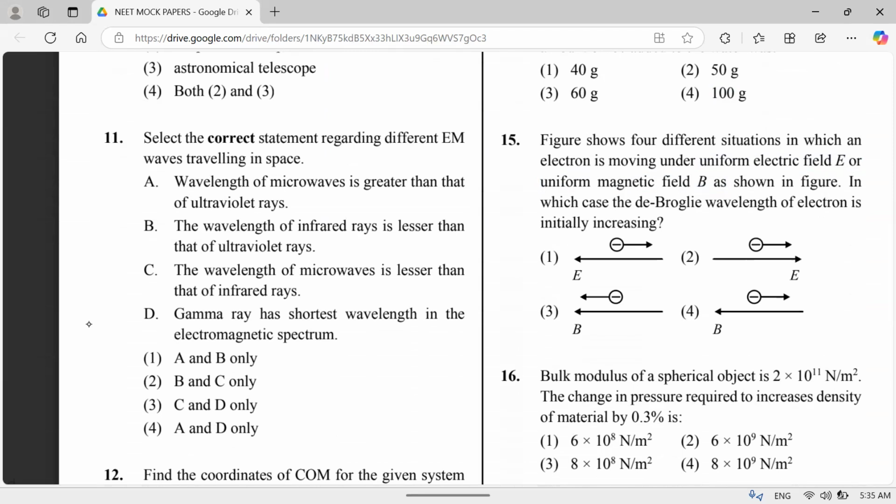The figure shows four different situations in which an electron is moving under a uniform electric field E or uniform magnetic field B, as shown in figure. In which case is the de Broglie wavelength of the electron initially increasing?